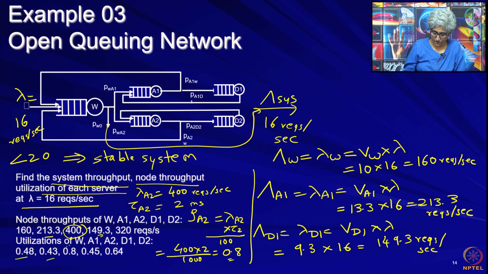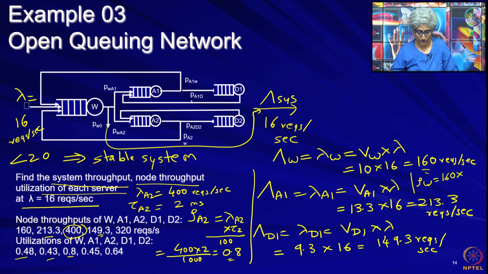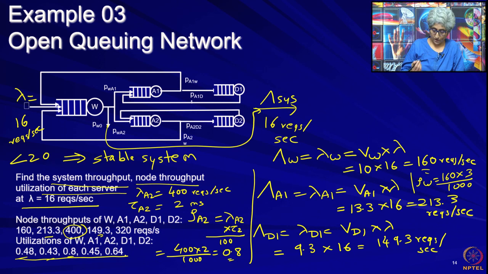Similarly, each of the other utilizations can be calculated. You can do this yourself. The lambda W is 160 here, so to get rho W, you simply multiply 160 by the tau for the web server, which was 3, and divide by 1000. 16 threes are 48, so this is going to be 0.48. Similarly, you can do all these calculations and verify the utilizations. It is expected that the utilization of the A2 server, which is the bottleneck server, is the maximum, that is 0.8, more than all the other servers.